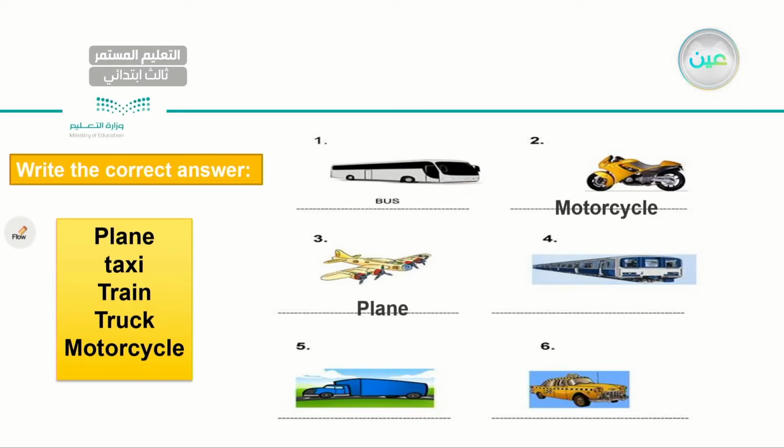Number 4, what do you think? Very good. I have a train. Excellent, excellent. Moving to number 5, I have a huge blue truck. Very good. And for the last one, number 6, I have a taxi. These are different kinds of transportation. I have bus, motorcycle, plane, train, truck, and taxi.